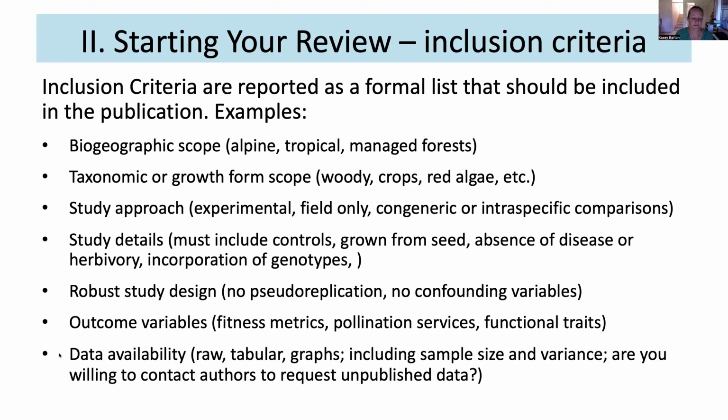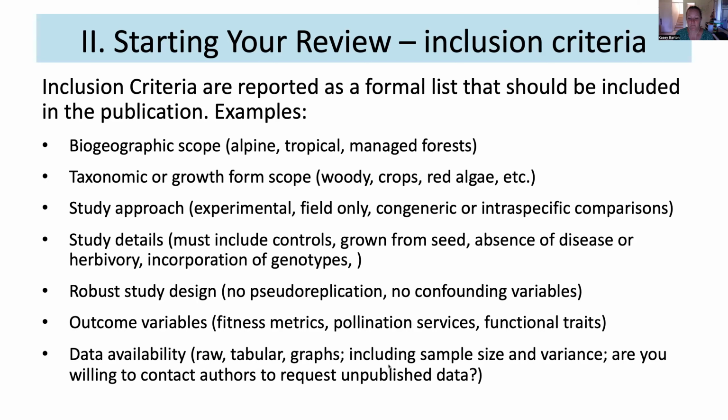And then the last one, this is really most relevant if you're doing a meta-analysis: data availability, right? You can't include a study in a meta-analysis if you can't access the data, because meta-analysis is quantitative. So those data have to be available either in raw form, like archive data. That's actually the most useful. That's super easy to handle. But it could also be reported in tables or even in graphs.